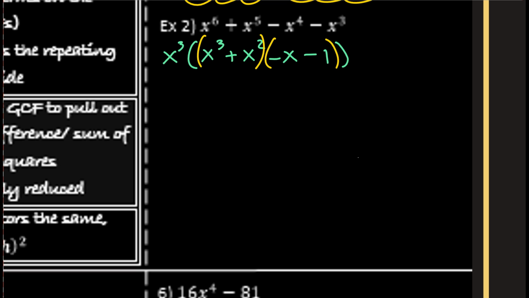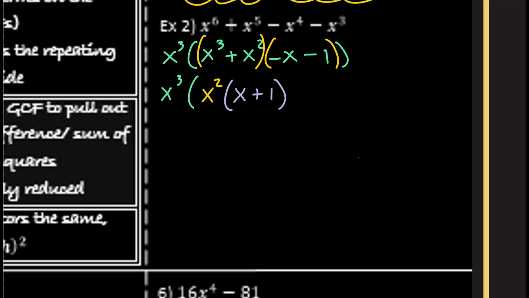The GCF from both. So what GCF goes into x cubed and x squared? I can pull an x squared out. So I have x squared. What is x cubed divided by x squared? And what is x squared divided by x squared? Beautiful. So all I did here was pull an x squared out of both x cubed and x squared, and I'm left with x plus 1 on the inside. Then what GCF can I pull out of negative x and negative 1?